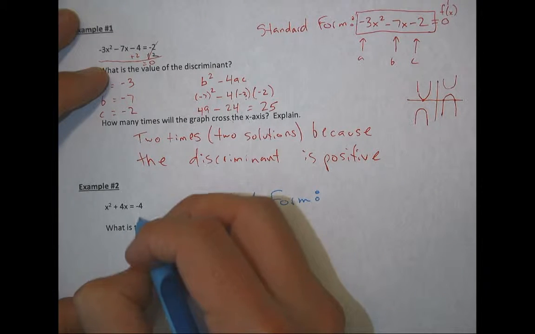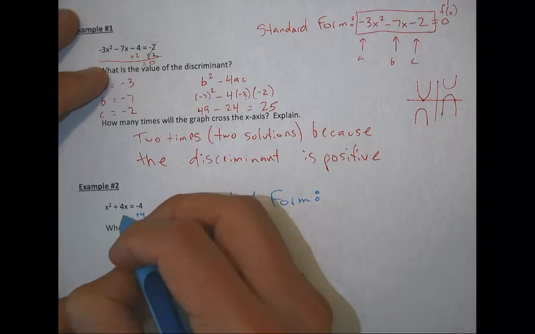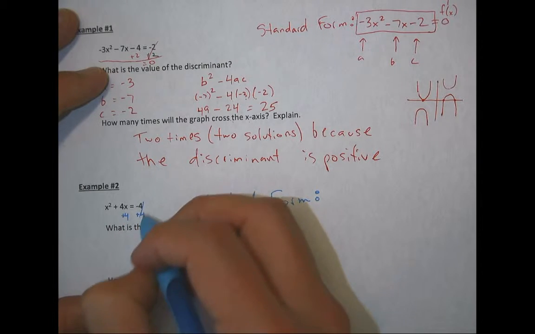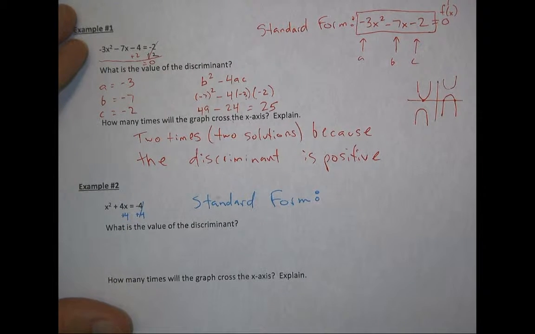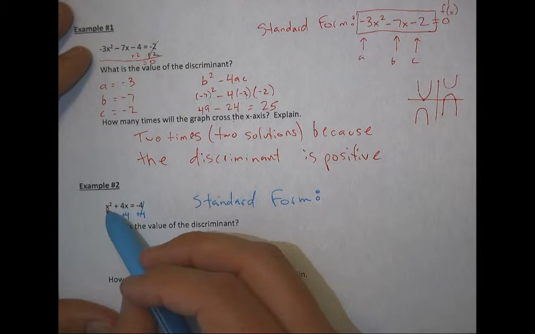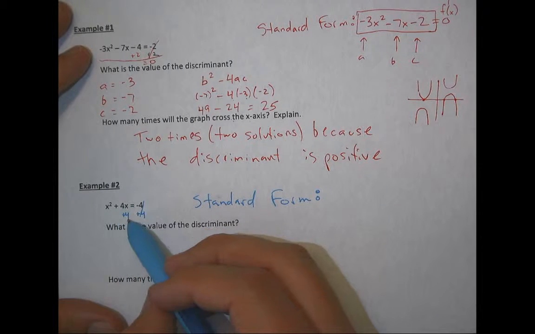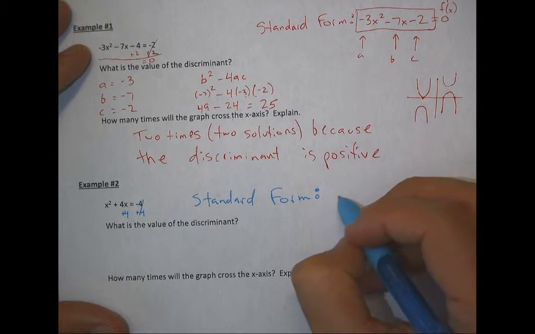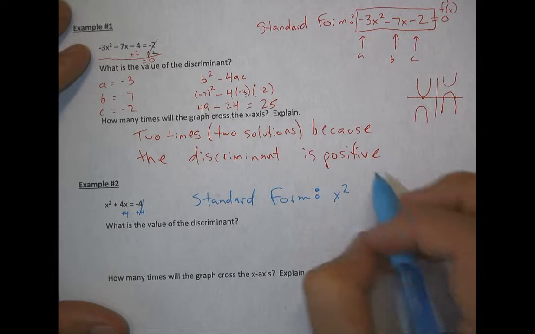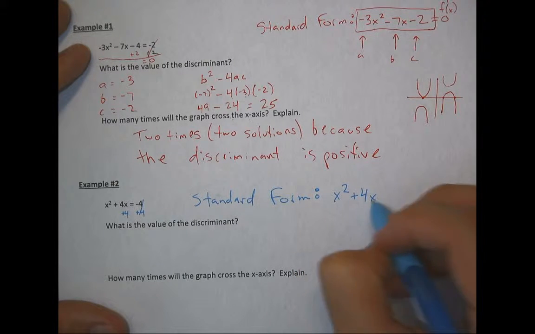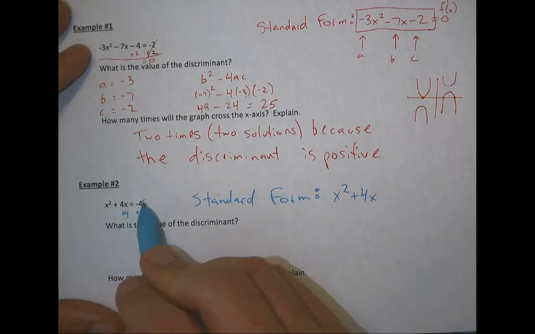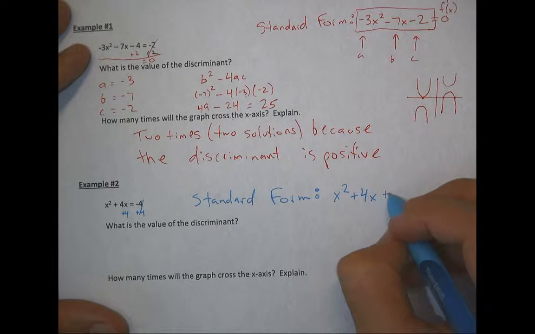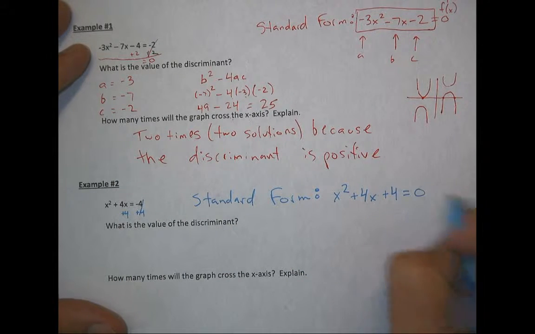So in order to do that, I need a 0 over here. So I need to add 4 to both sides. So I'm going to get a 0 on this side. Now, I can't combine it with x squared or 4x because it's not a like term. It's just going to tag on the end. So this equation is going to say x squared plus 4x and not minus 4 because I added 4 to get rid of it. So it's going to say plus 4 and it's going to equal 0.